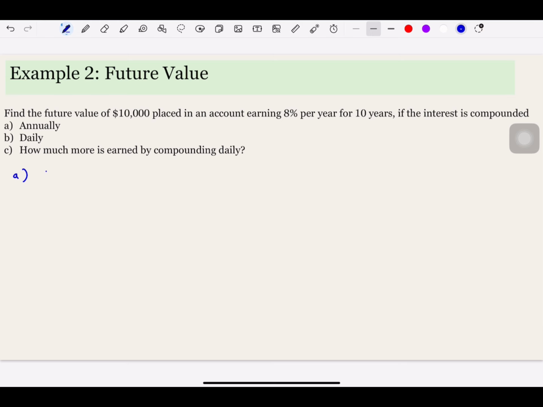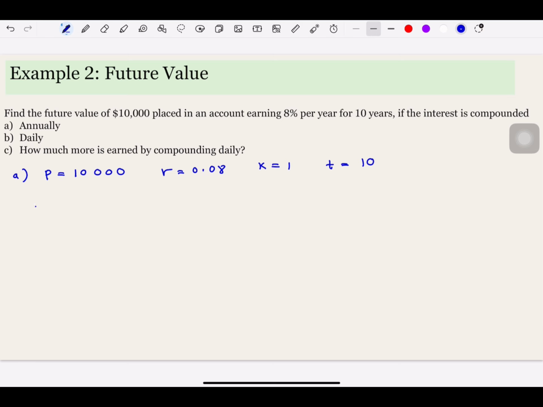First of all, you have to identify your principal value, which is $10,000, and your R is equal to 0.08. And K, here we are talking about annual compounding, so K is equal to 1. And T, we're talking about 10 years, so T is equal to 10.